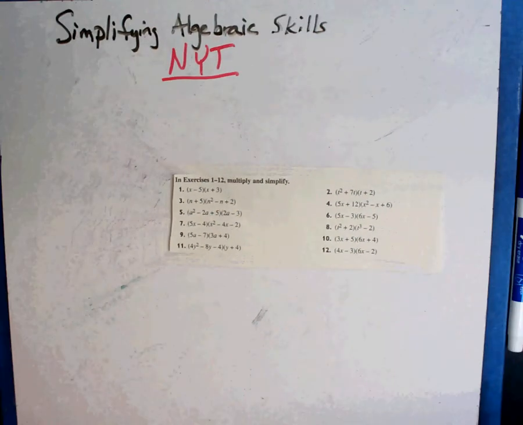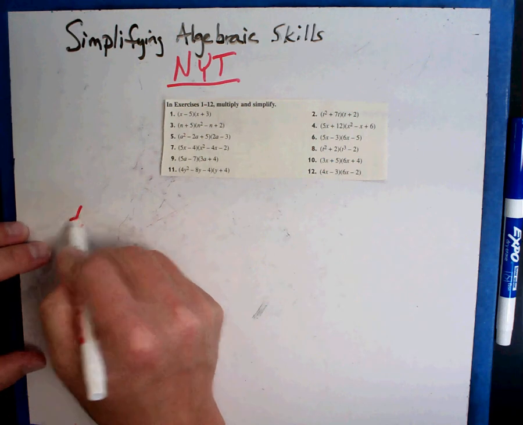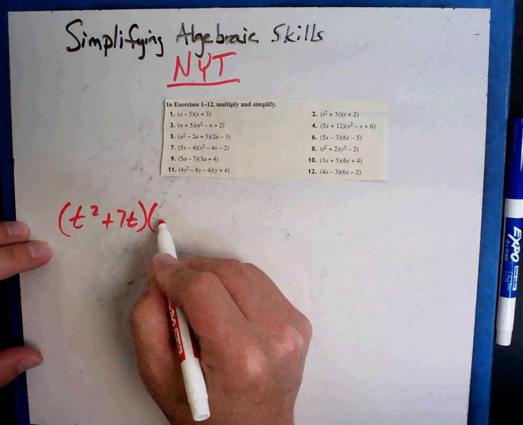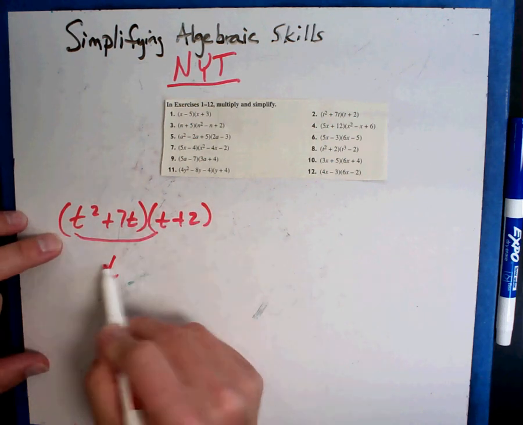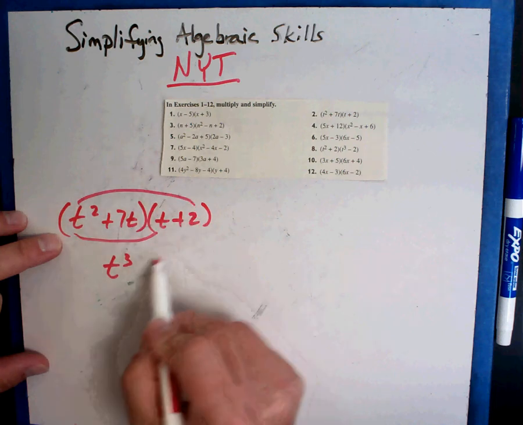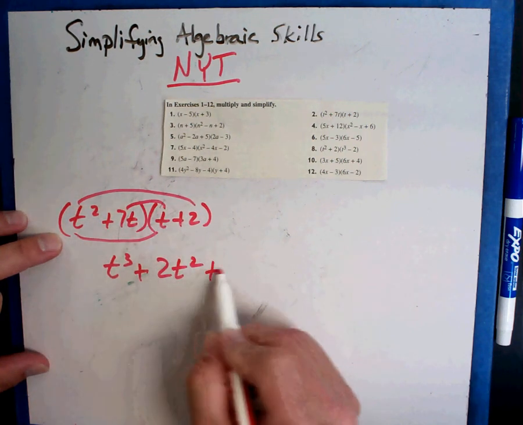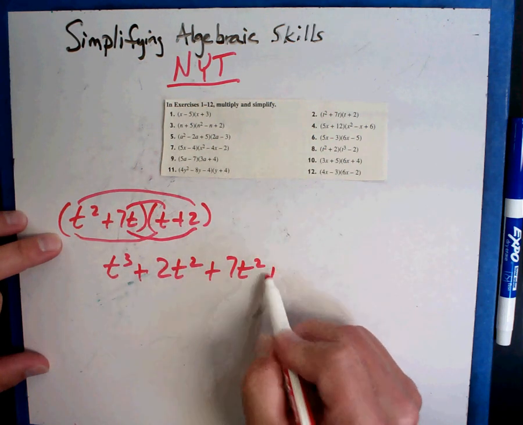All right, let's see how we did. I'm going to just move this up a little bit. Question number 2 is t squared plus 7t. 2 parentheses next to each other means to multiply. So I'm going to multiply those. That's t to the 3rd, and that's plus 2t squared. This is plus 7t squared. And the last one is 14t.